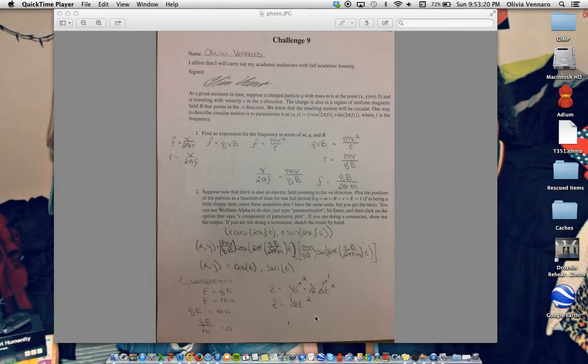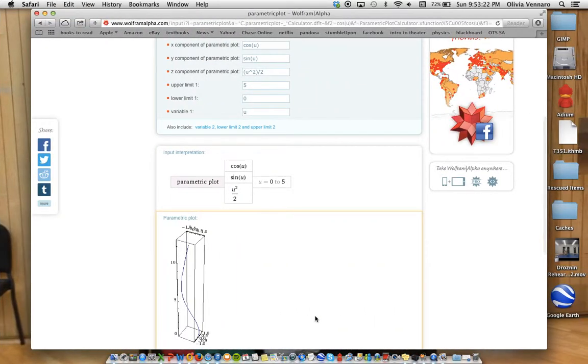So then when I plug that into Wolfram Alpha, I used an upper limit of 5 and a lower limit of 0, which gave me this curve here.